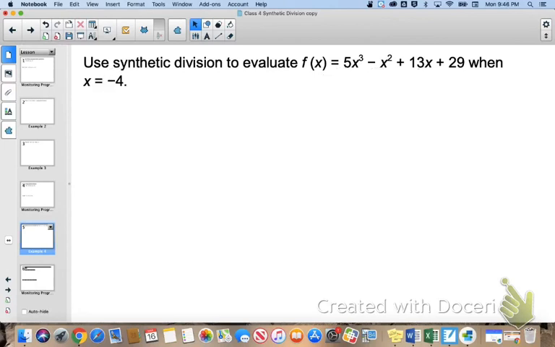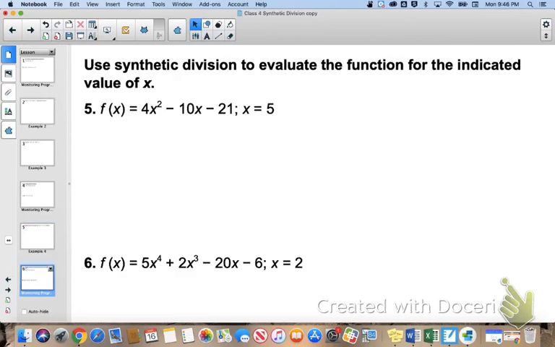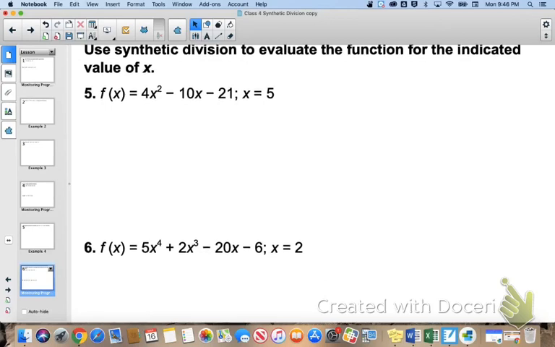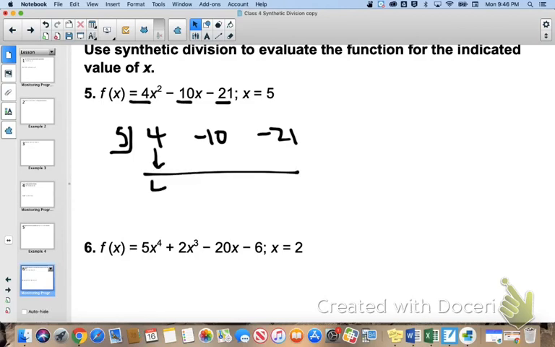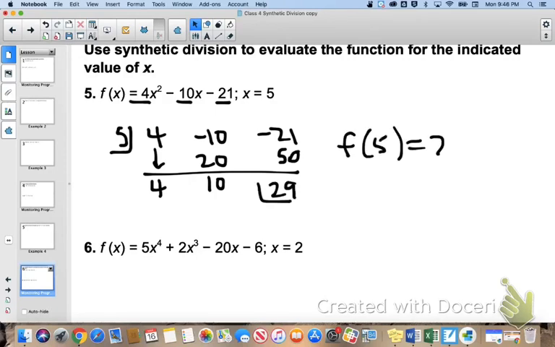All right, do I have another example like that? Yep, so use synthetic division to evaluate for the indicated value of x. So, for the first one, we're just going to plug in 5. We've got 4, negative 10, and negative 21. Those are your coefficients. Bring down the 4. 5 times 4 is 20. Negative 10 plus 20 is 10. 5 times 10 is 50. Negative 21 plus 50 is 29. So f of 5 equals 29.